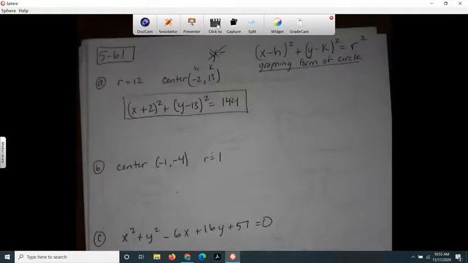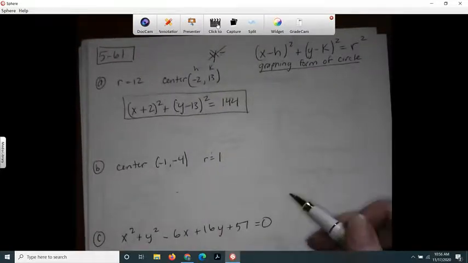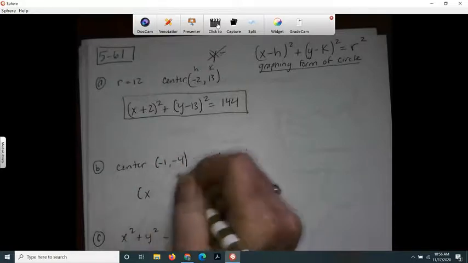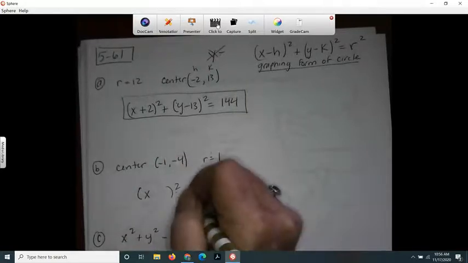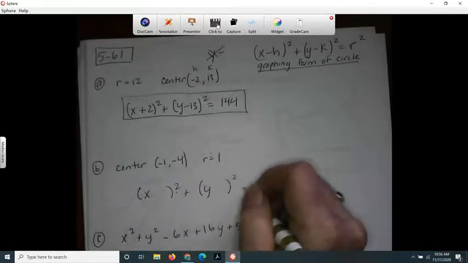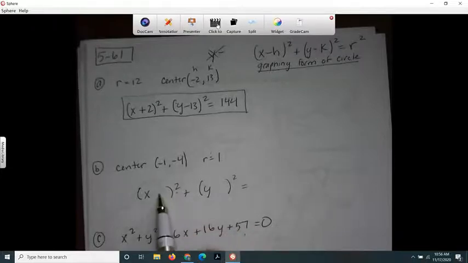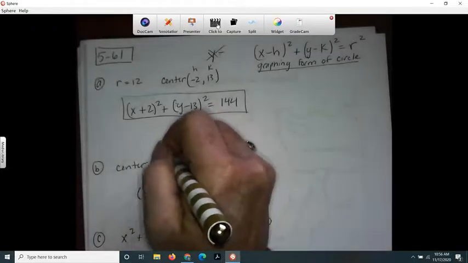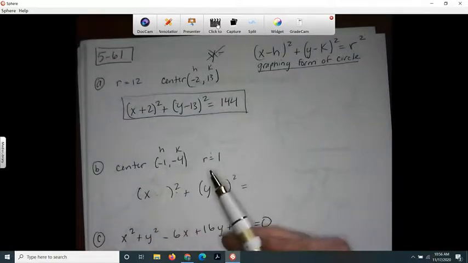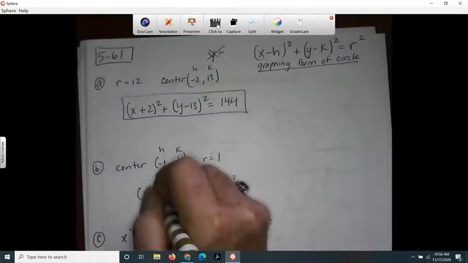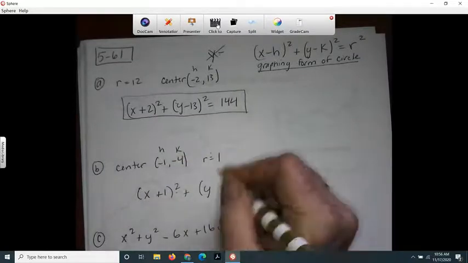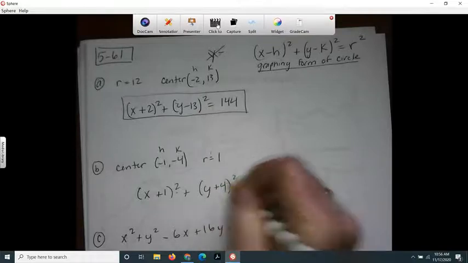It's going to be x minus h squared, y minus k squared equals r squared. And so we're just going to fill in the blanks for h and k. So x minus negative 1 is the same as x plus 1. And then y minus negative 4 is going to be y plus 4. And then r squared, well, 1 squared is 1.